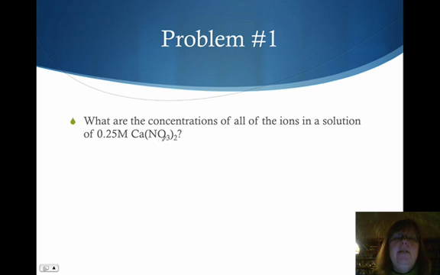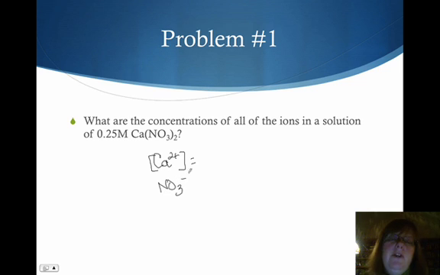This one is calcium nitrate, and so here we have a polyatomic ion. Well, polyatomic ions don't come apart, so this is an electrolyte, and we've got the calcium ions and we've got the nitrate ions. All right, so what is the concentration of those calcium ions? Well, it's 0.25 molar, so the calcium ions are 0.25 molar. But what about this 2?